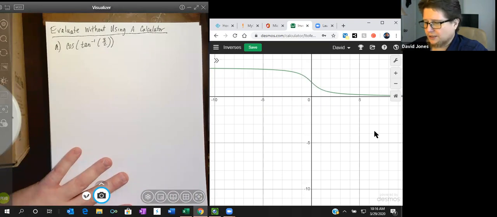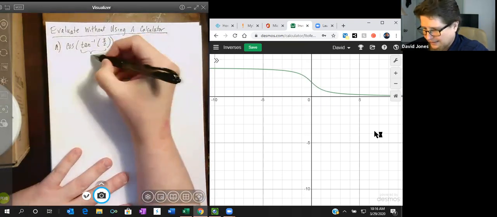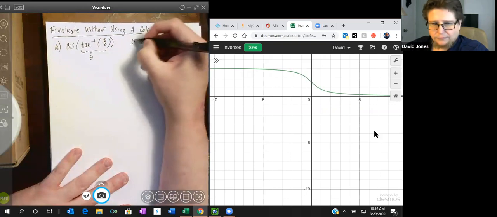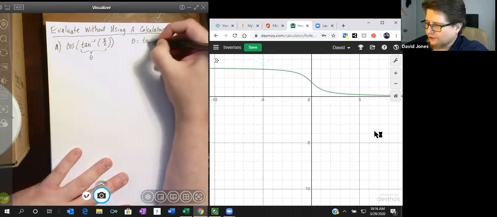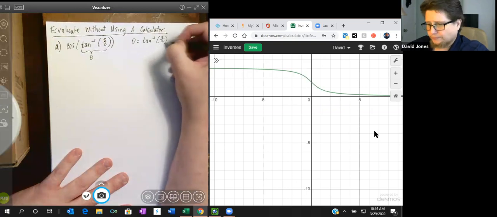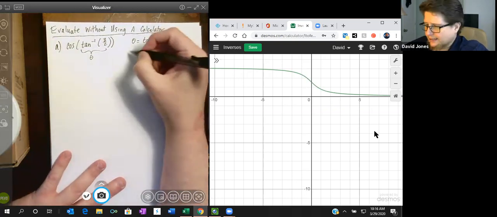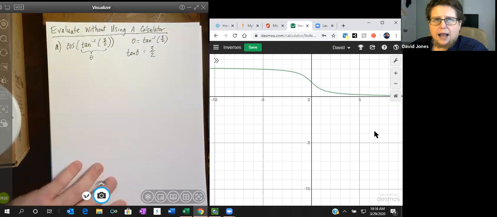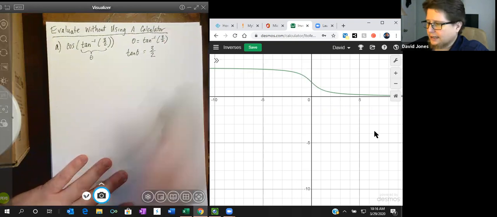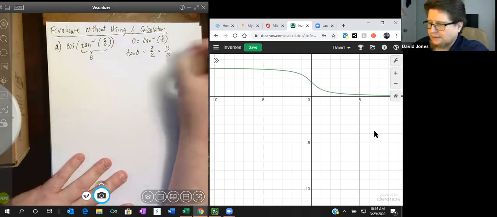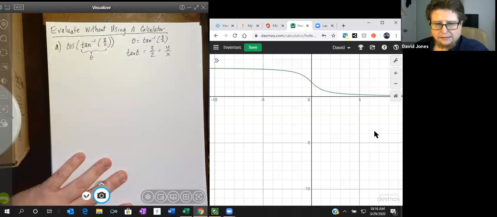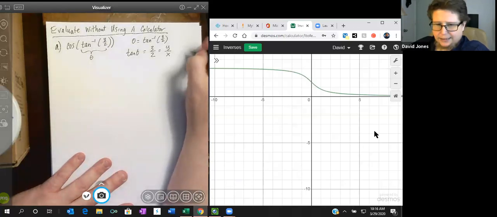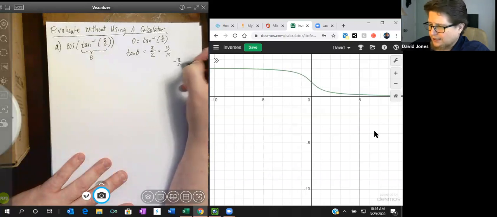Okay, so what I'm going to do is call this theta. So theta equals tangent inverse of 3 over 2, which means tangent theta equals 3 over 2. And what do we know about tangent? When we draw it, it equals y over x. We know tangent is restricted. Negative pi over 2 is less than or equal to theta, which is less than or equal to pi over 2.